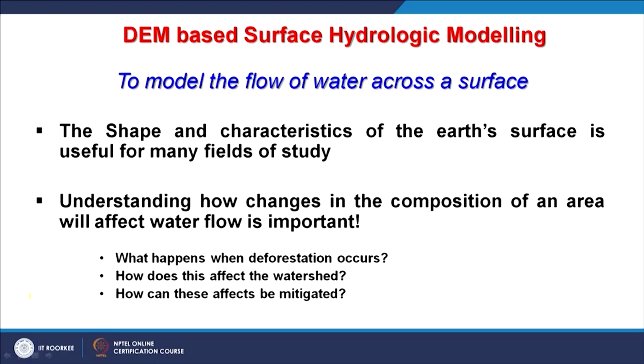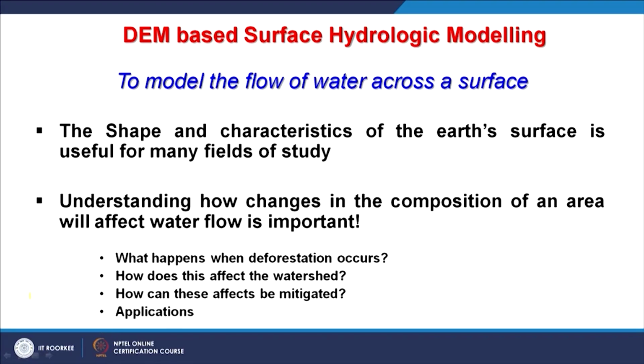And we can also answer through this surface hydrologic modeling how these effects can be mitigated. How can we minimize the impact, because development should not be stopped. It has to take place. At the same time we have to take care of the environment and the surface of the land. So, how best can we bring a scenario where minimum damage occurs to the environment? That can also be modeled through GIS and surface hydrologic modeling.